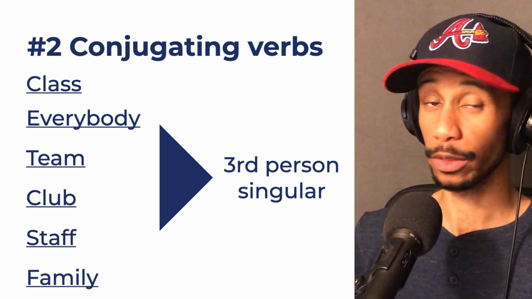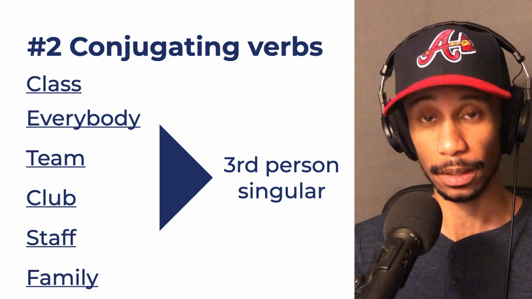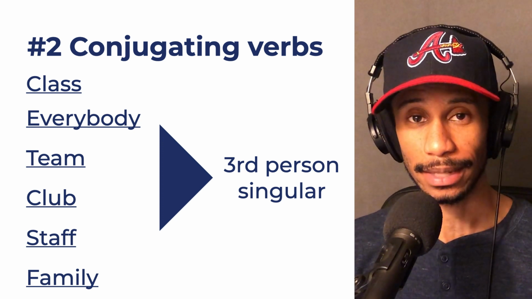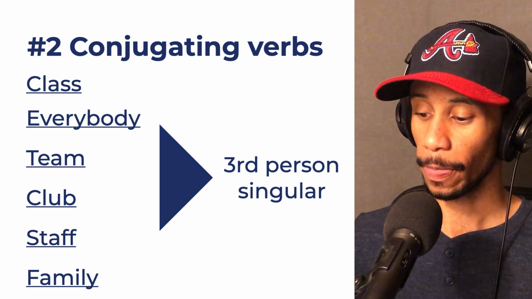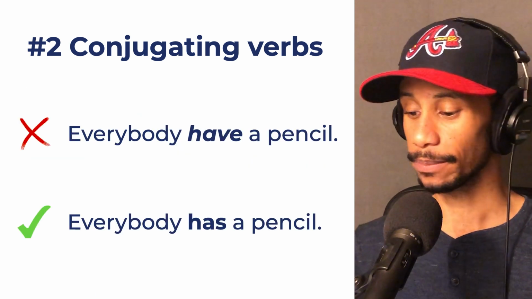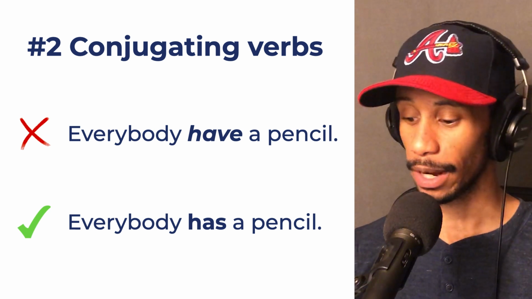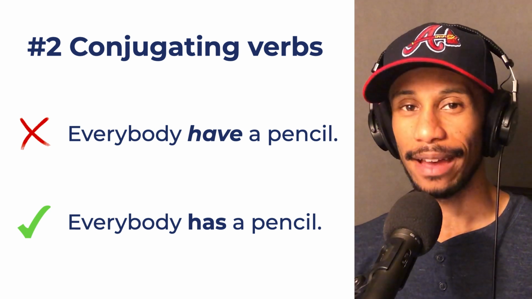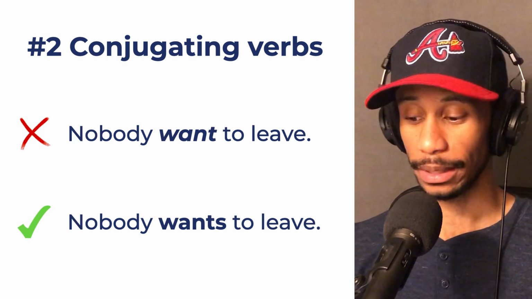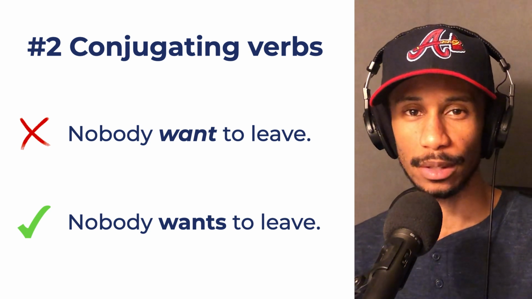Other words that also follow this rule are words like team, club, staff, family, and class. We conjugate verbs in the third person singular when we use those words. So we could say everybody has a pencil, third person singular. I wouldn't say everybody have a pencil. That's grammatically incorrect. Just the same thing with nobody. I could say nobody wants to leave. I wouldn't say nobody want to leave.